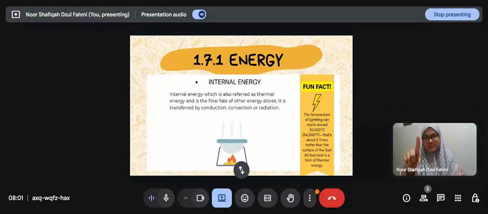And lastly, it is about internal energy, which is also referred to as thermal energy, and this type of energy will be transferred by either conduction, convection, or radiation. So without further ado, we have learned about the types of energy stores.